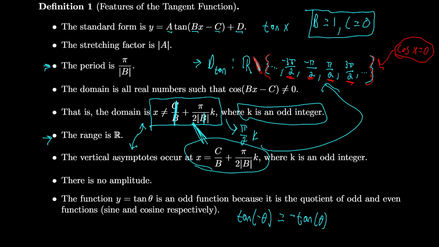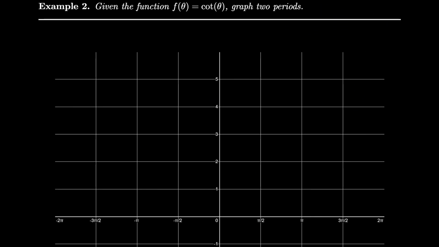Let's move on and talk about cotangent. So given the function f of theta equals cotangent of theta, we want to graph two periods. Let's move down a bit and let's go ahead and do that. So remember, we're graphing cotangent here, and I'll put it over here for you really quickly. F of theta equals cotangent theta.